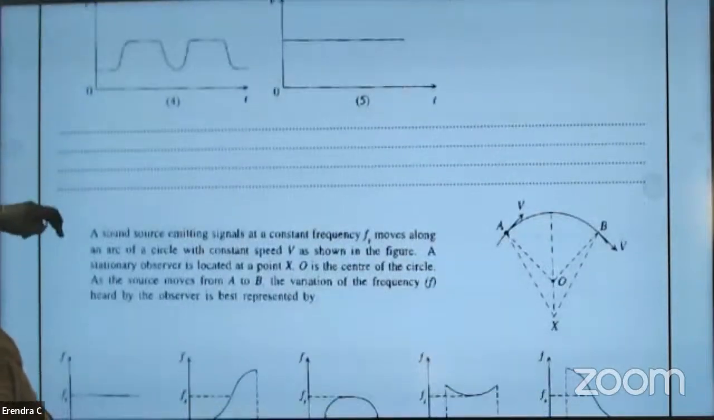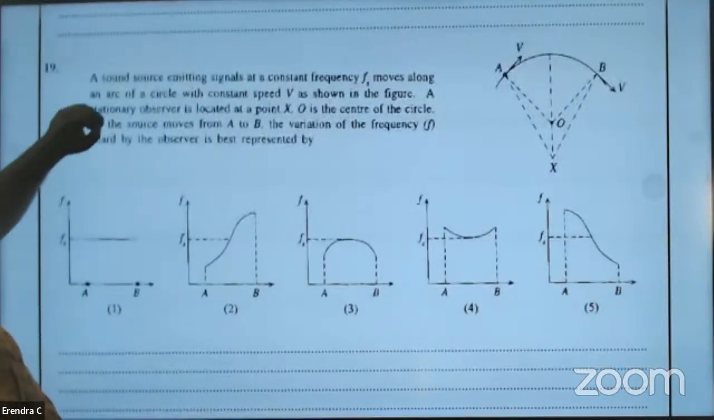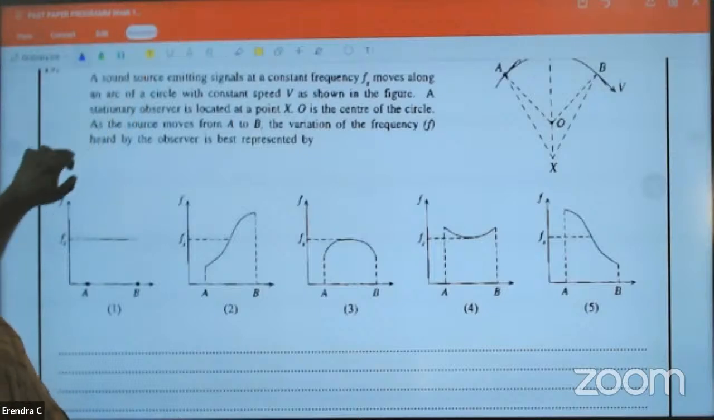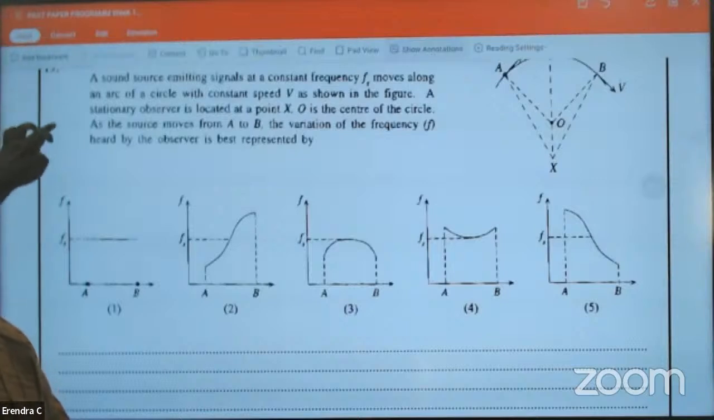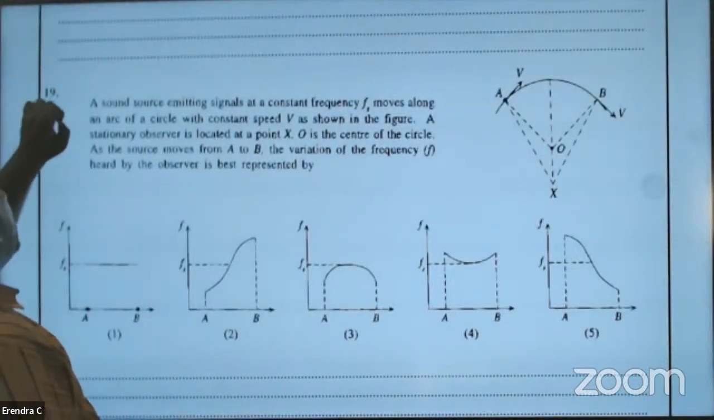Going up. MCQ 19. That means this is the 59th MCQ. See, 60 MCQs you have done this week.